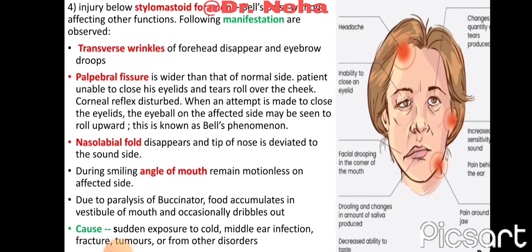The nasolabial fold disappears and the tip of the nose is deviated to the sound side. During smiling, the angle of the mouth remains motionless on the affected side. Due to paralysis of buccinator, food accumulates in the vestibule of the mouth and occasionally dribbles out. So these are the manifestations which are observed in case of Bell's palsy.